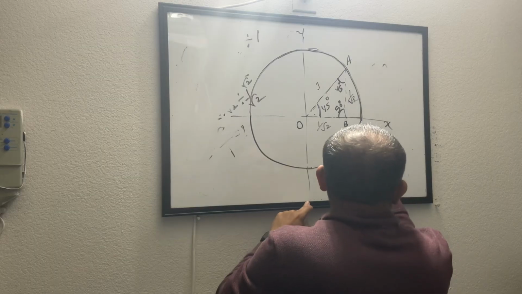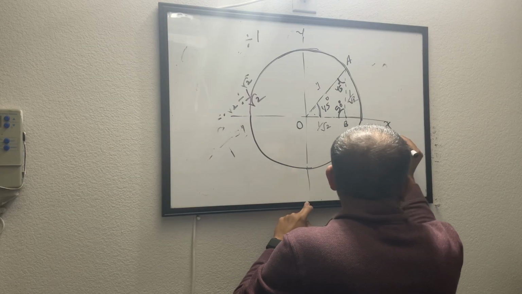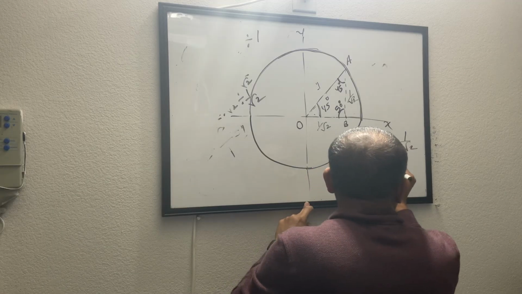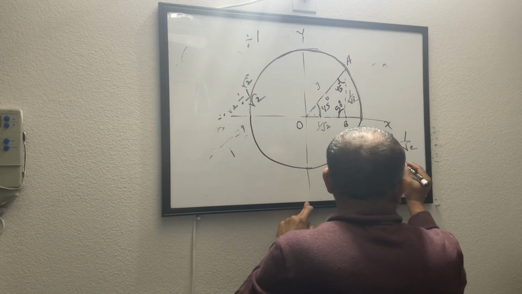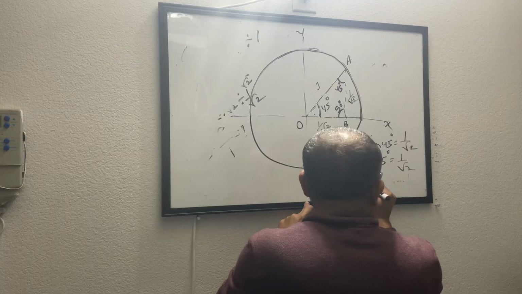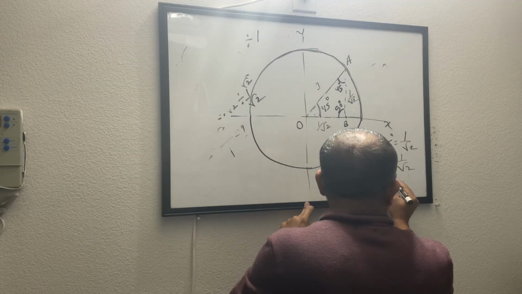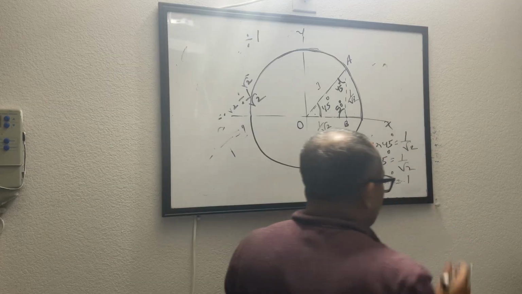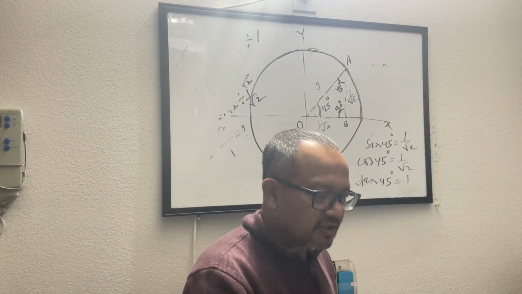Sine 45 equals 1 by root 2. Cos 45, or cosine 45, is 1 by root 2, and tangent 45 is equal to 1.